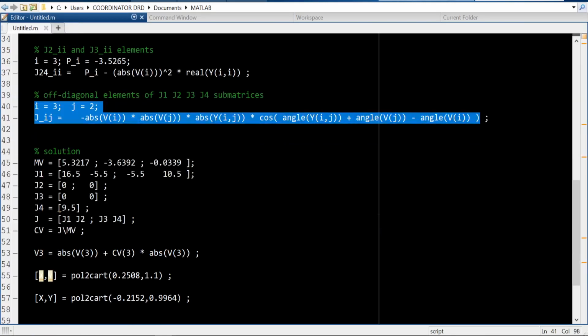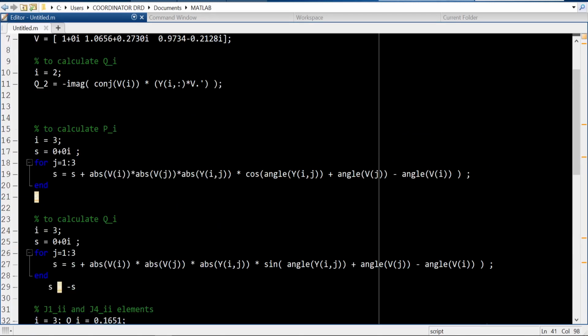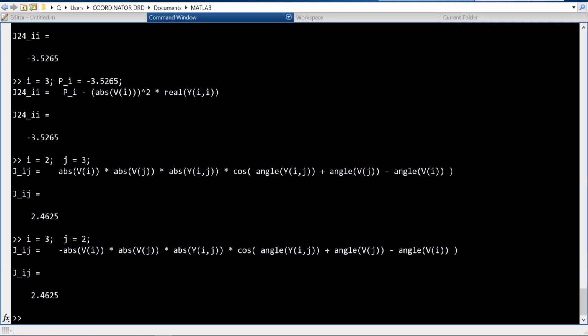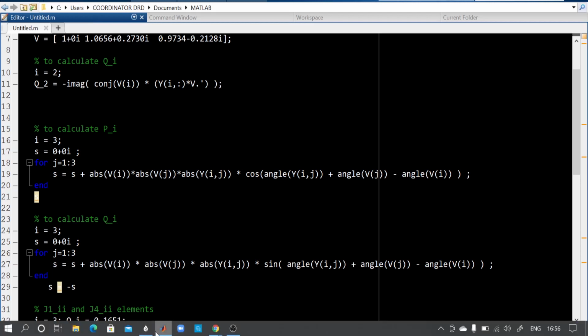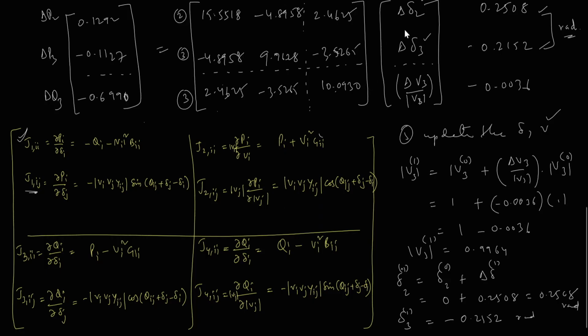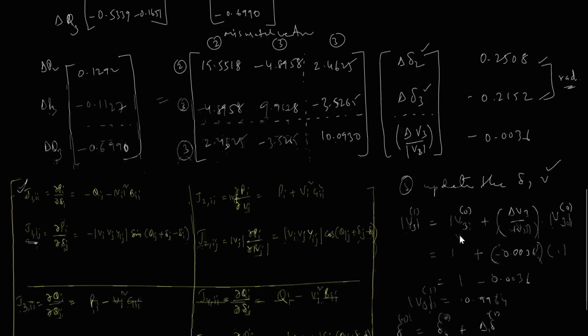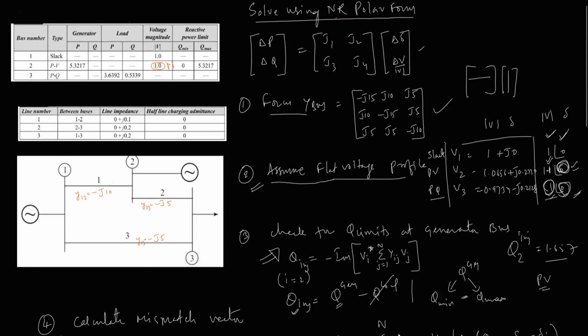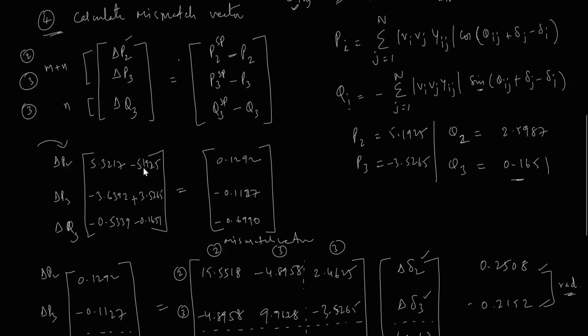So meanwhile I'll try to share this small code. You do this till you solve this correction vector and update the voltages and angles, right? And repeat this same process till the maximum of the entries of this mismatch vector is less than some 0.001, at least 0.001, 2 decimals.